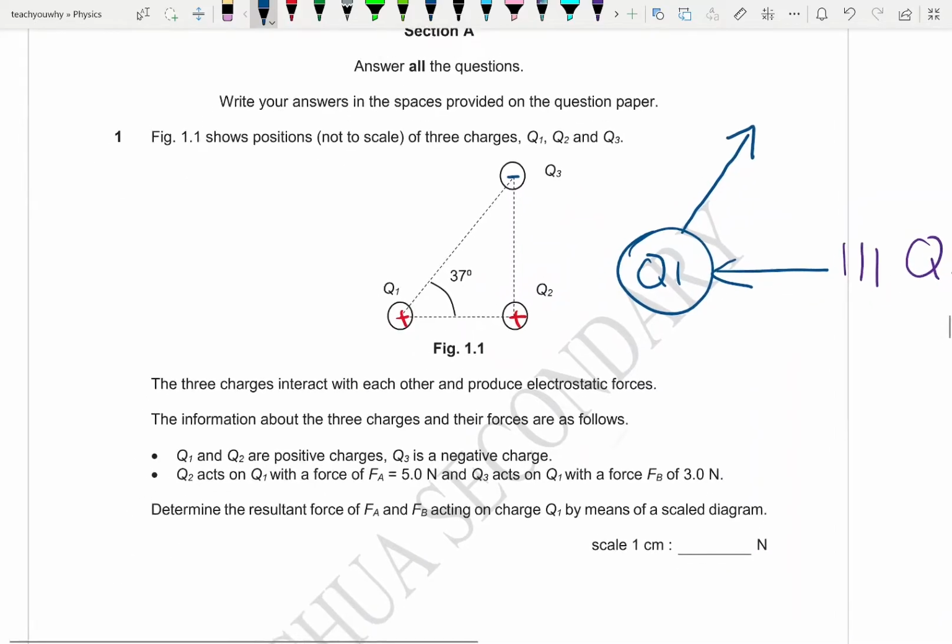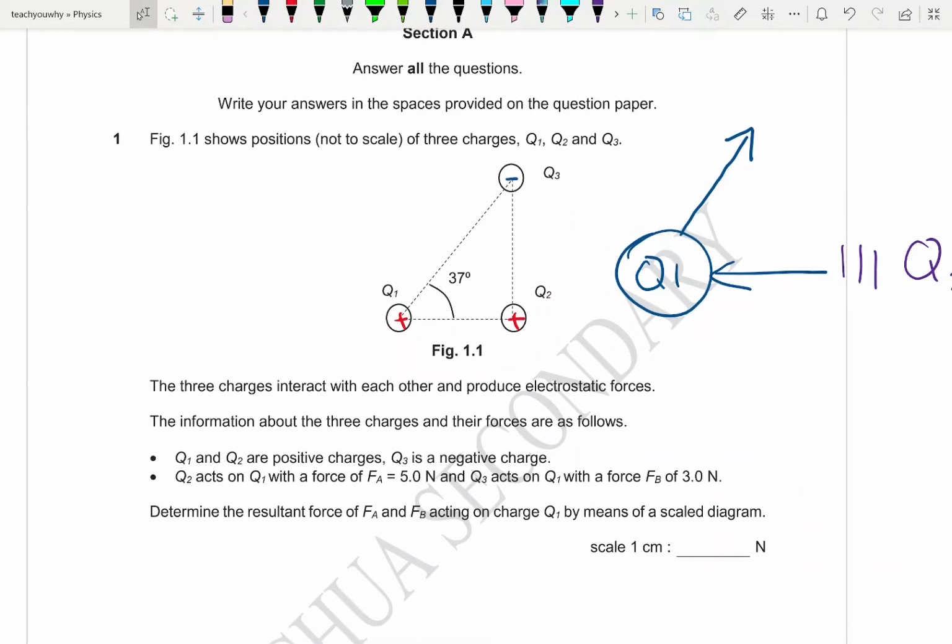Okay, so how do we draw this? How do we sketch first? So first it looks like this. Both of them will have equal and opposite force repelling each other. And then we have an attractive force, this way in, this way in.